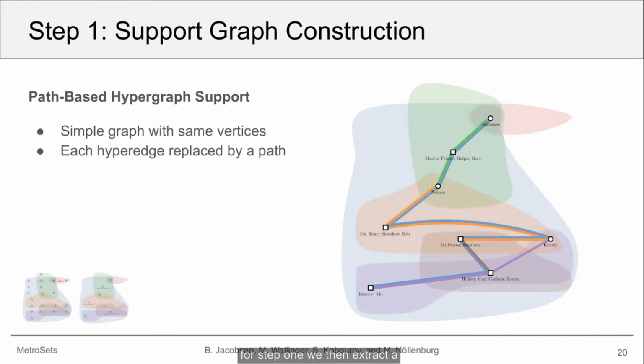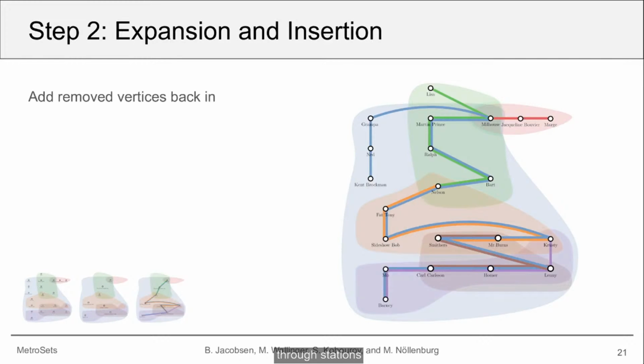For step 1, we then extract a path-based support. This is a simple graph in which each hyperedge is replaced by a path which travels through its vertices. This is the first step towards what will eventually become metro lines traversing through stations. In step 2, we re-expand the condensed hypergraph by expanding the merged vertices. We also reintroduce the single set vertices discarded earlier. By adopting different strategies for where these single set vertices are added, we can control how concentrated or spread out the stations will be in our final map.